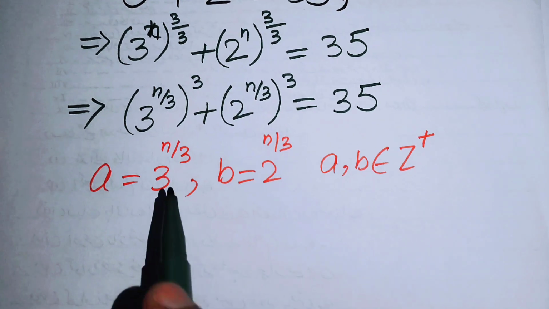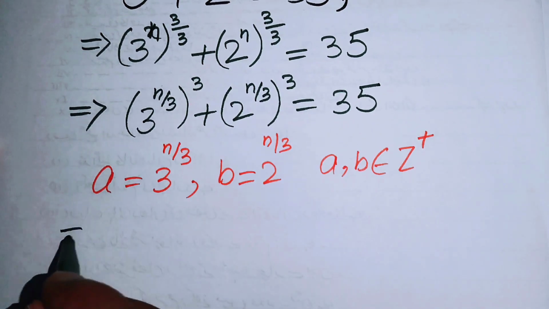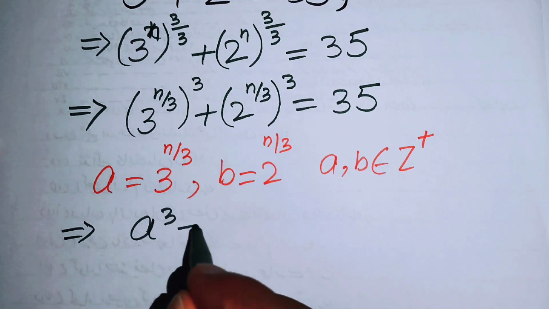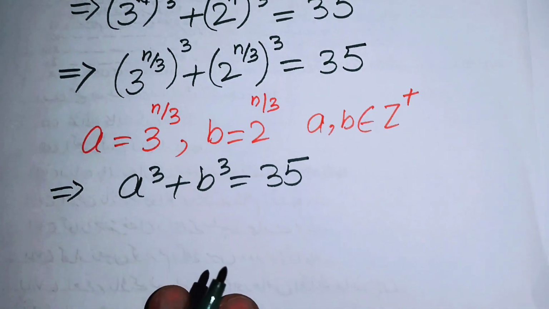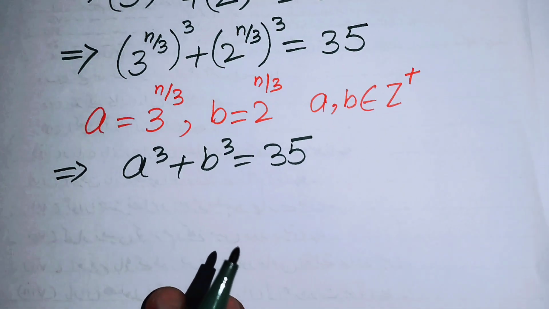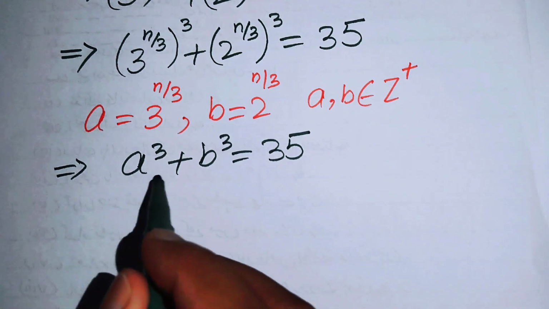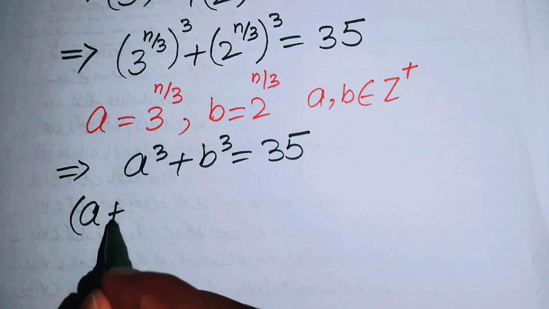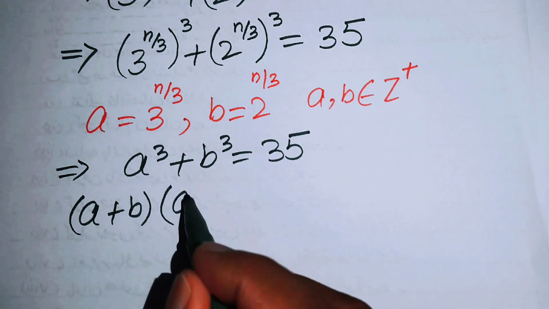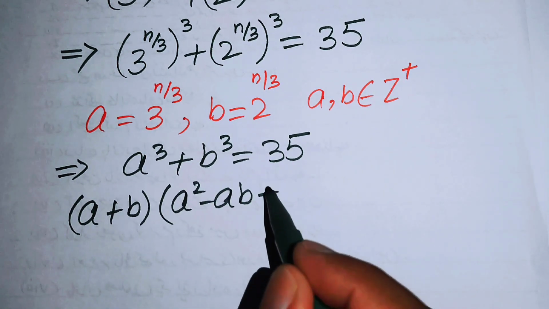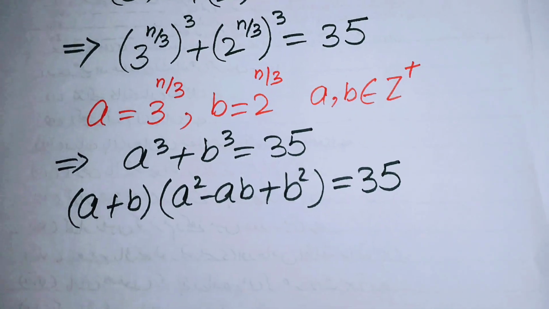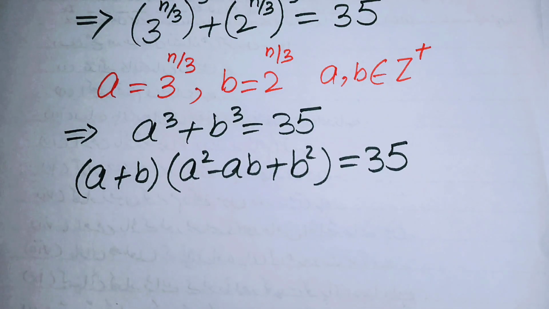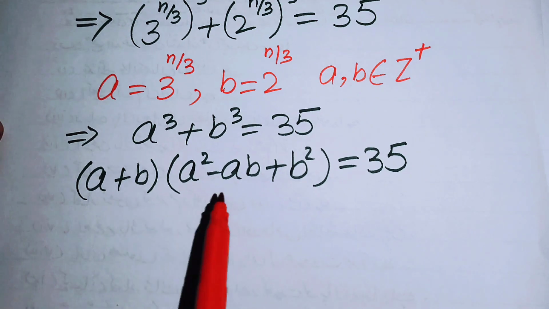After that, when we substitute a and b in this equation, we get a cubed plus b cubed is equal to 35. Now we can apply the cubic formula, which gives a plus b times a squared minus ab plus b squared is equal to 35. On the left hand side you have two factors multiplied.